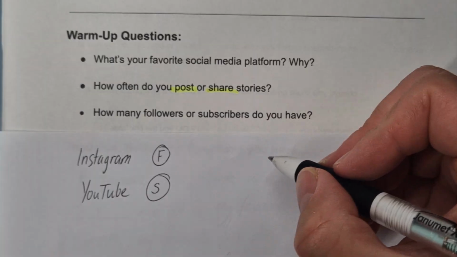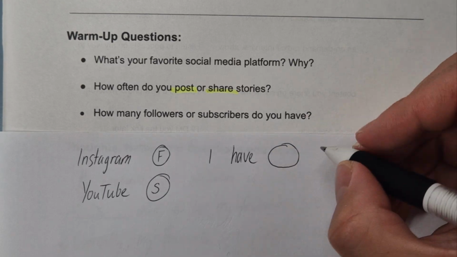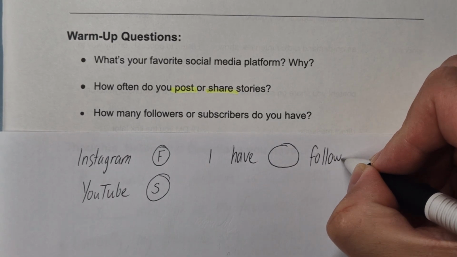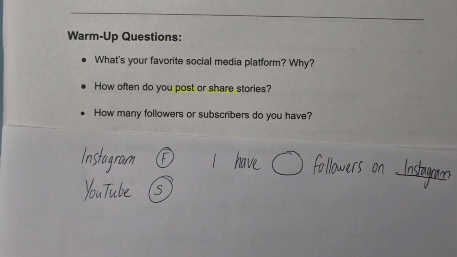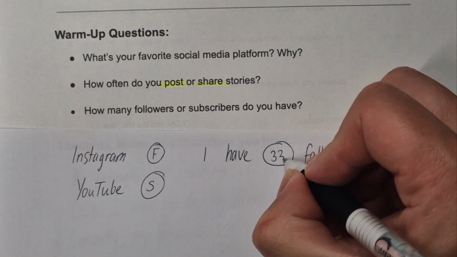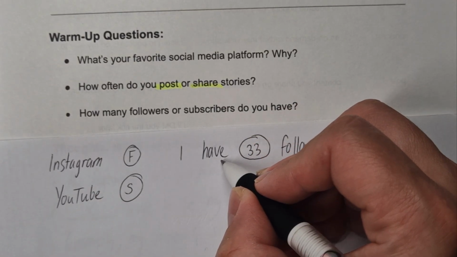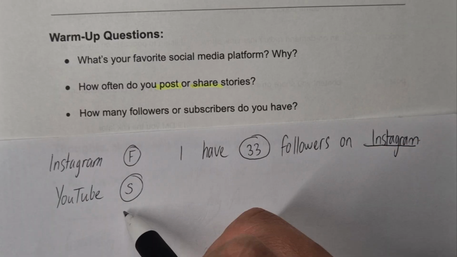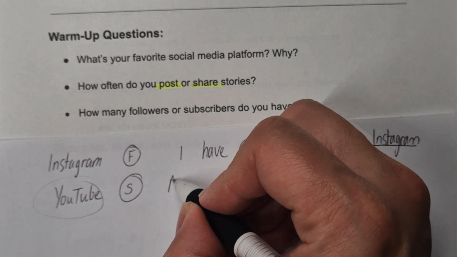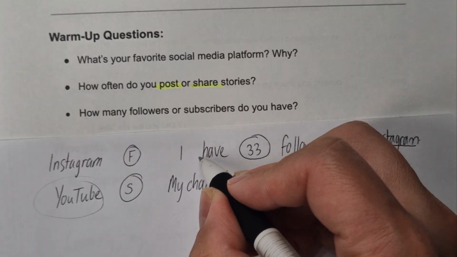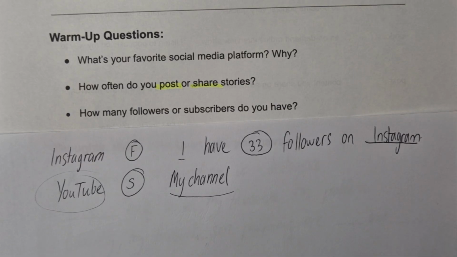So let's just say, for example, I have this many, big 0, followers on platform. Let's use Instagram as the example here. So let's say I have 33 followers on Instagram. On YouTube, you can also say I have 33 subscribers, but with YouTube, you might want to talk about my channel. So instead of I, some people think of YouTube as the channel because one person can have multiple channels.